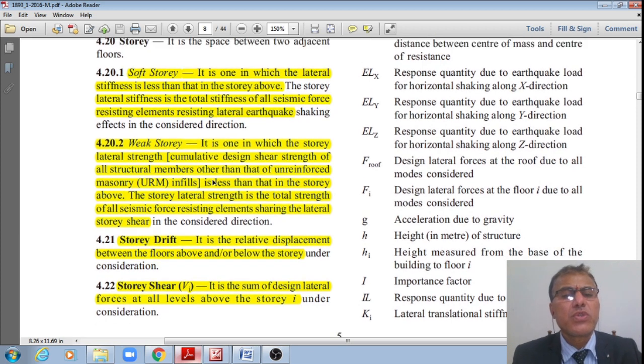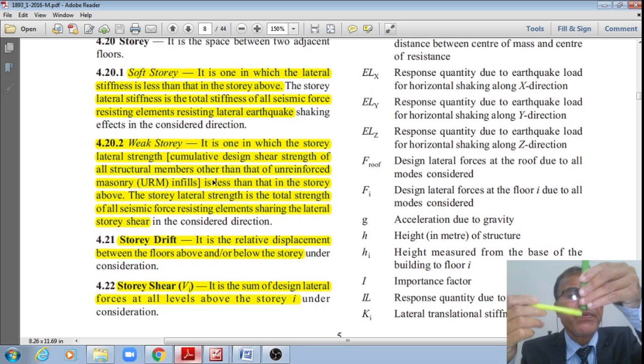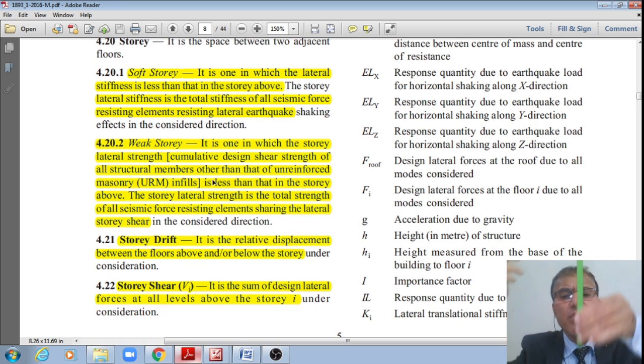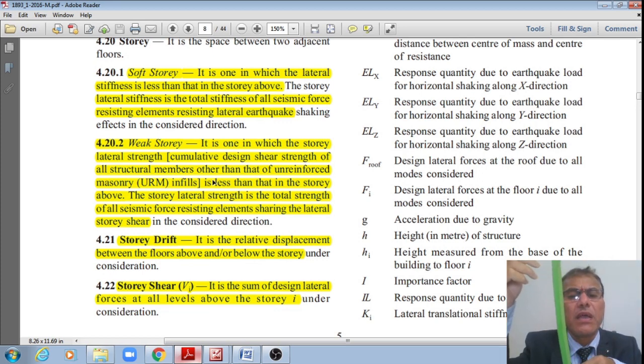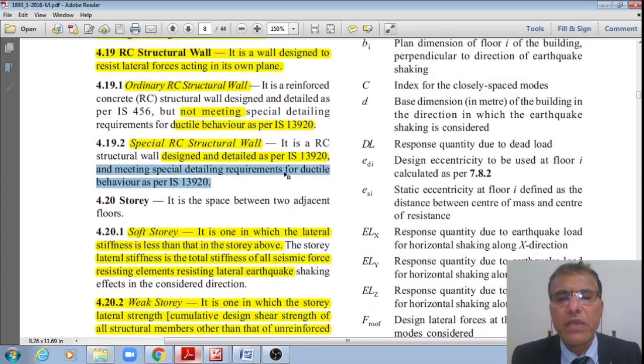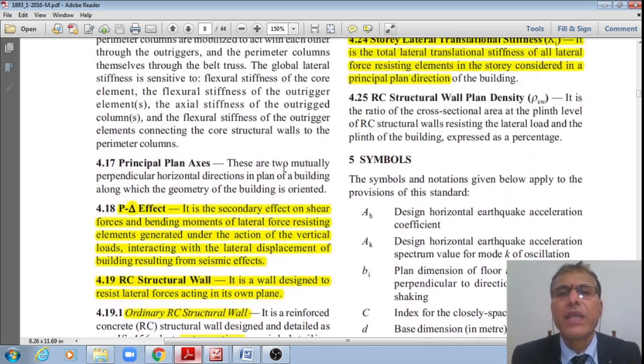And next one is story shear. The story shear is the sum of the design lateral forces at the levels above the story i under consideration, which is what is called story shear, notated by Vi, right?